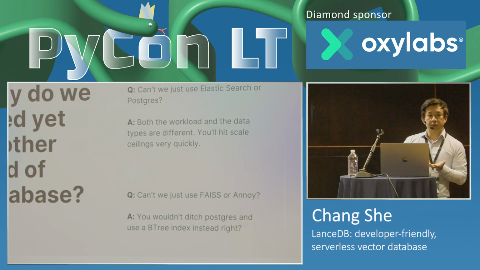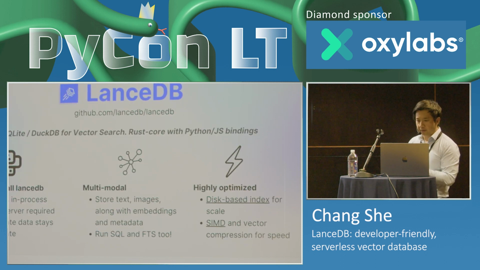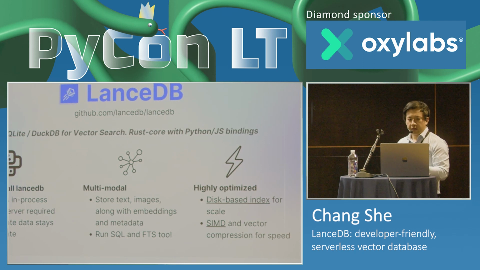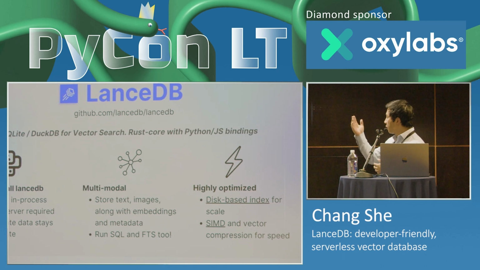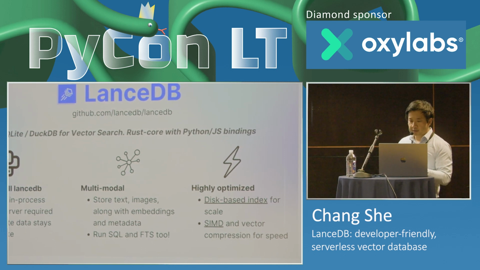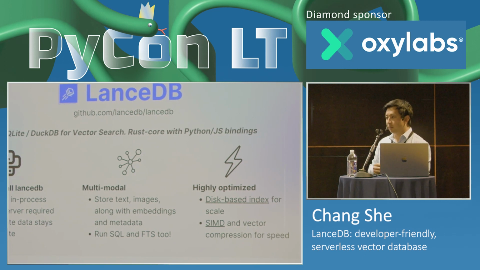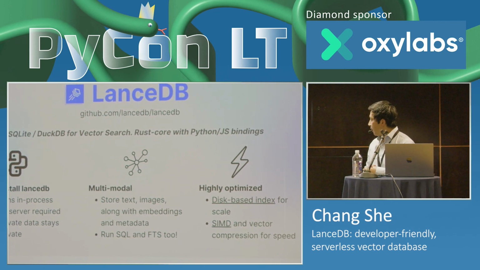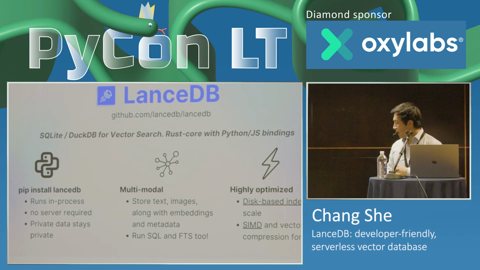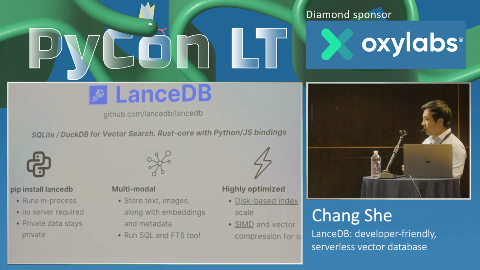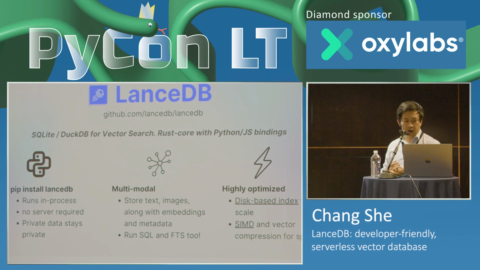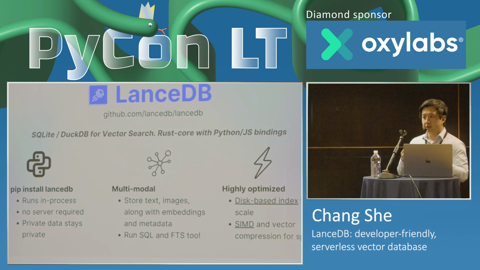Those are the reasons that motivated us to create LanceDB, which we think of as a SQLite or DuckDB for vector search. We're open source, so you can find us on GitHub. The core of it is written in Rust, and we have Python and JavaScript bindings. If you're in Python, which chances are good here, you can just pip install LanceDB. It runs in process, there's no server required, and your private data stays private.